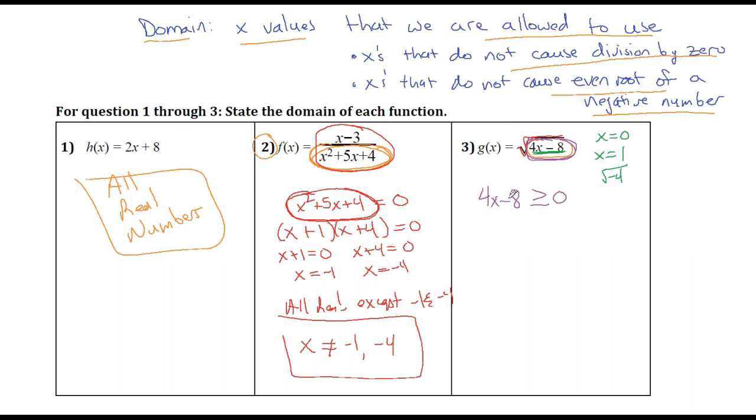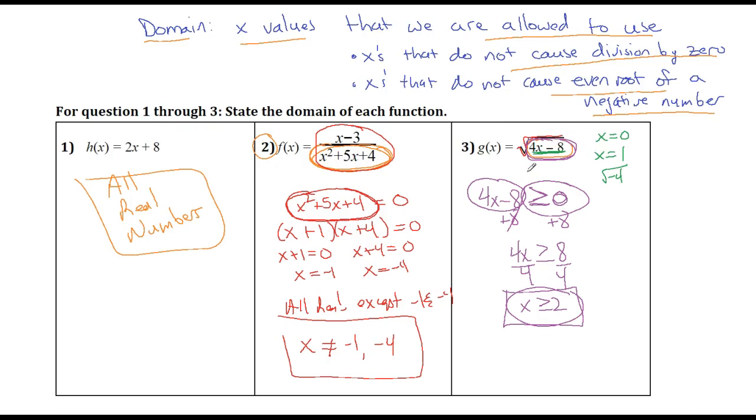So I'm going to take the expression under the even root. I'm going to say it must be bigger than or equal to 0, and I'm going to solve this thing for x by adding 8 to both sides, dividing both sides by 4, and getting the expression x has to be bigger than or equal to 2. So what this is telling me is that as long as x is bigger than or equal to 2, 4x minus 8 is not negative. This would be my domain for this function.